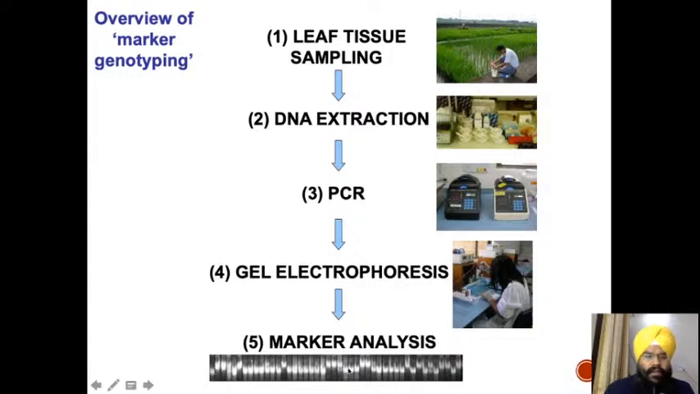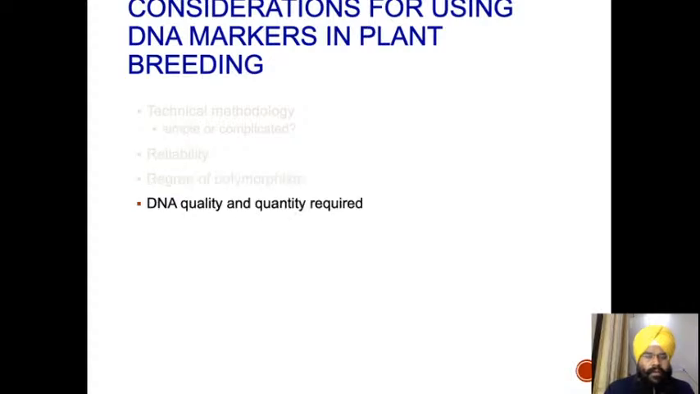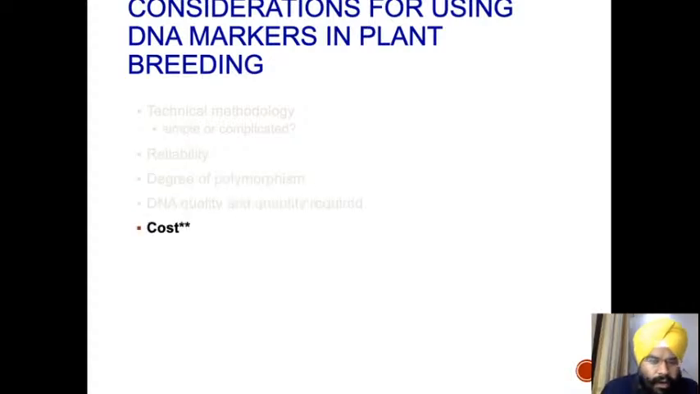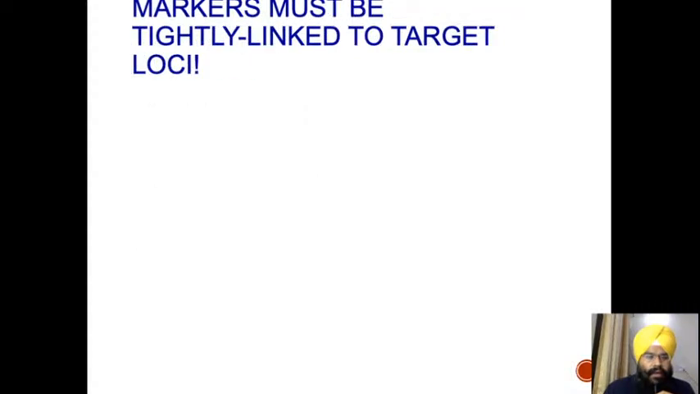polymorphic regions. So what do you consider while choosing DNA markers in plant breeding? Reliability, technical methodology, how much polymorphism, DNA quality and quantity required, cost matters a lot, and available resources like equipment and technical expertise. The marker must be tightly linked to the target loci. Markers that you're looking for should be tightly linked to the target loci.